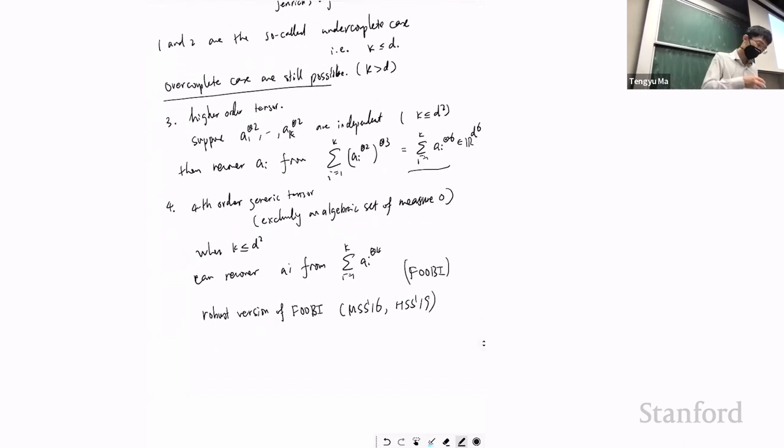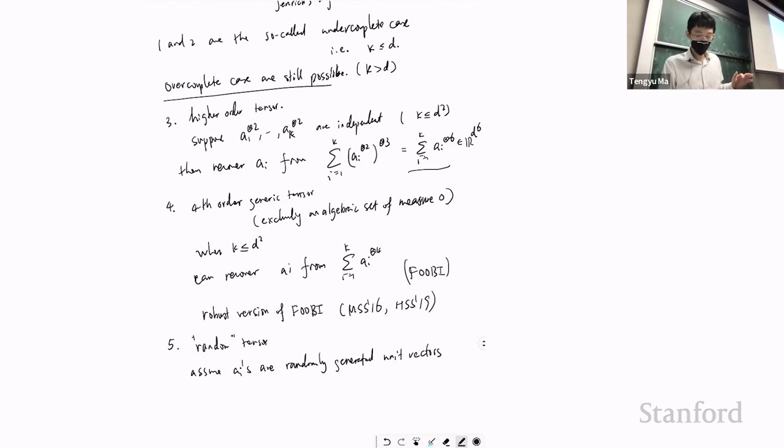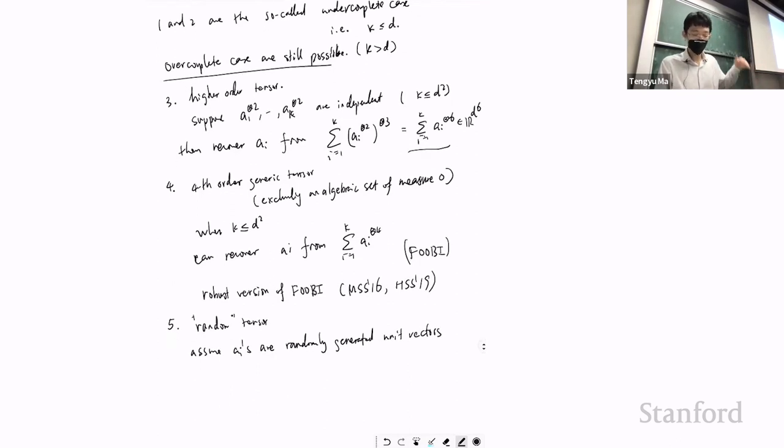And if you want to be more ambitious, right? So you want to say that I want to even deal with 3rd order tensor, then what you can do is you can have random tensors. And by random, it means that you assume the a_i are randomly generated. Right, for example, unit vectors. Whether they're unit vectors is not that important, but for convenience, let's say they're all unit vectors and they're all randomly distributed on the unit sphere.